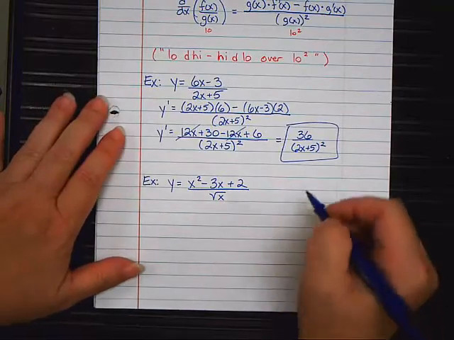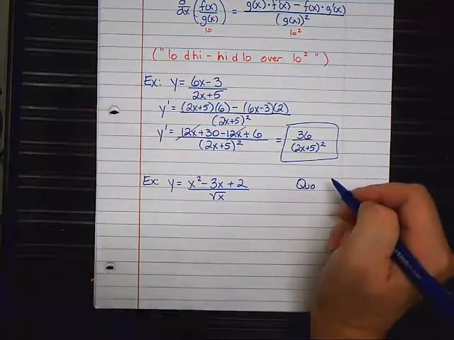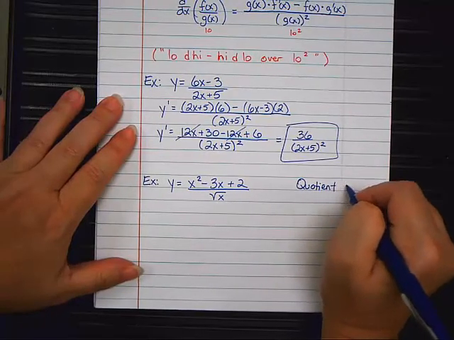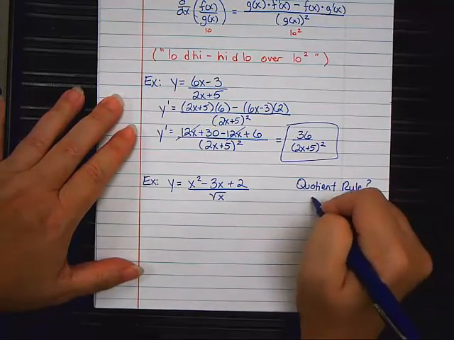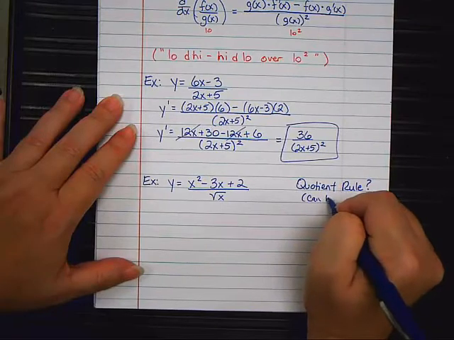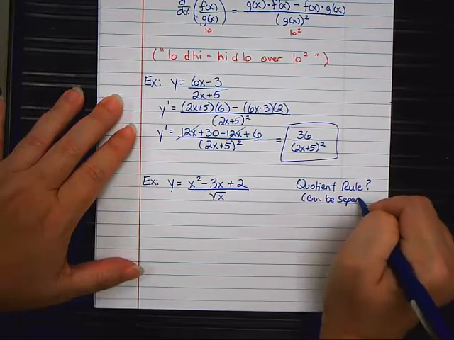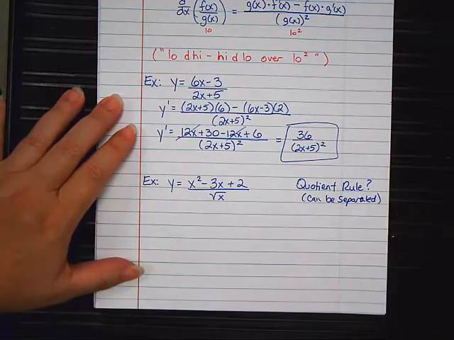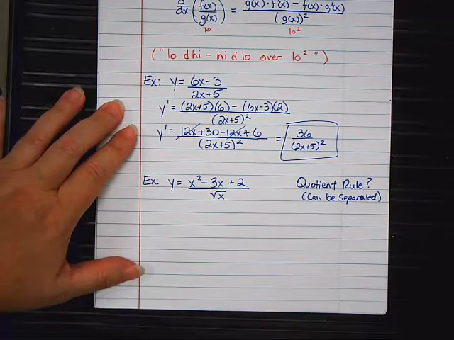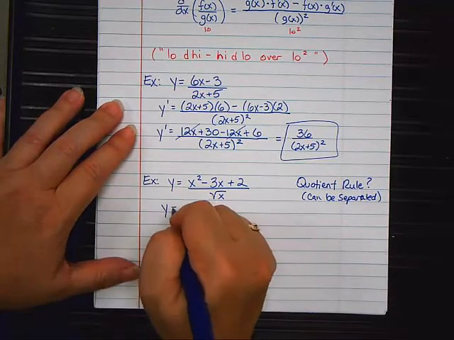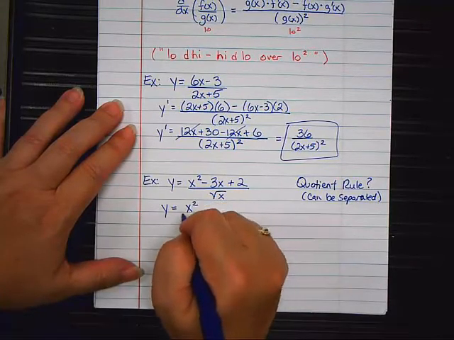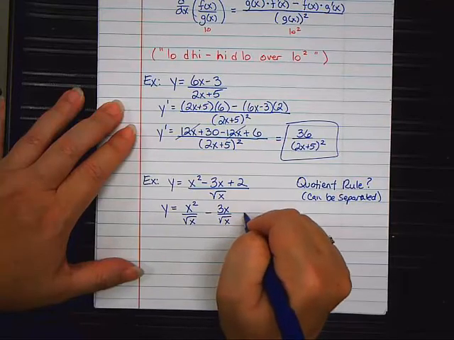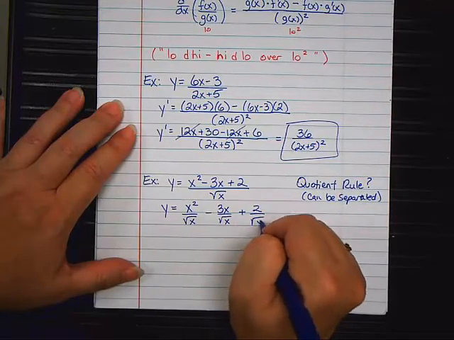So we're going to do this one. Is this one quotient rule? In this case, no, this one can be separated. You can use quotient rule or you can separate it. We're going to go ahead and do this the separating way. X squared over the square root of x minus 3x over the square root of x plus 2 over the square root of x.